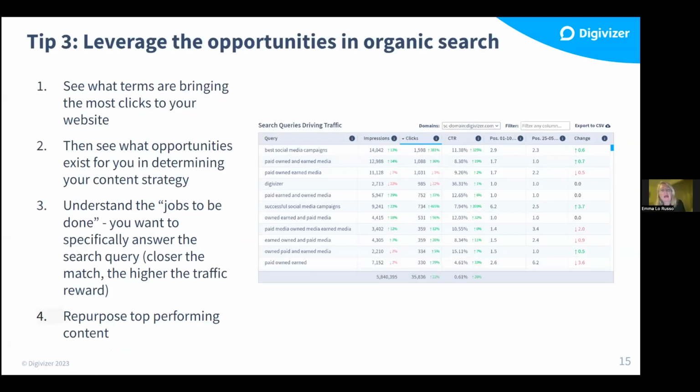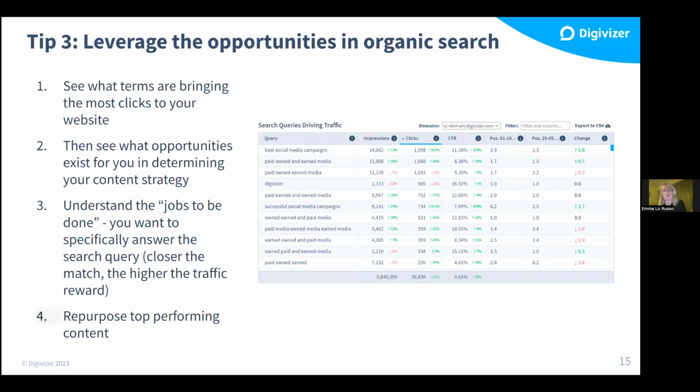Awesome. Tip 3 is about leveraging the opportunities in organic search. What terms are bringing the most clicks to your website? This is really important because this is where you start to look at how your customers are using natural language. This helps you understand the jobs to be done that we were talking about. There's a great book by Clayton Christensen, Competing Against Luck, and he talks about how the more you understand the jobs to be done and work against that, the more effective a way it is to ultimately win.